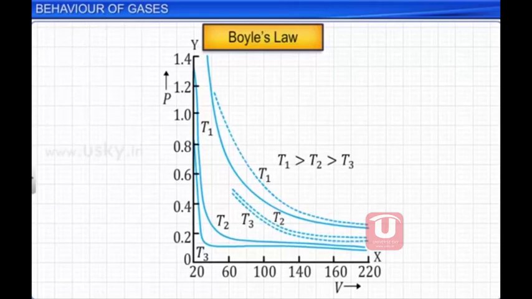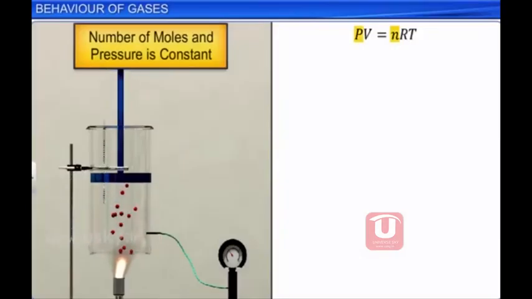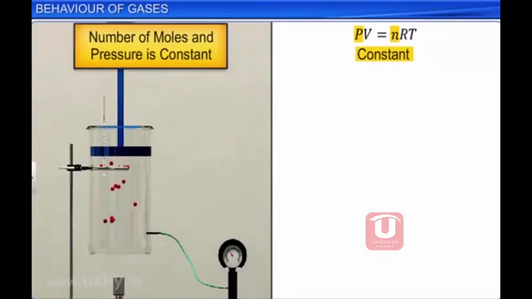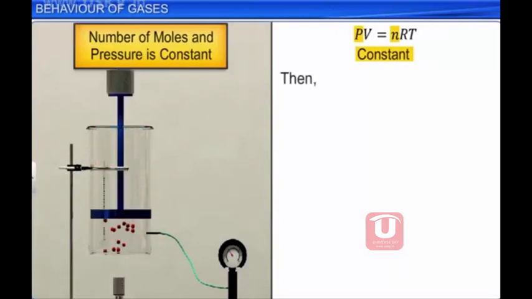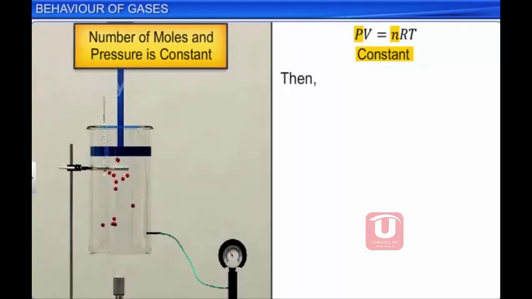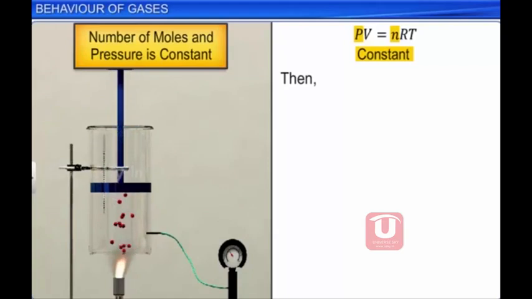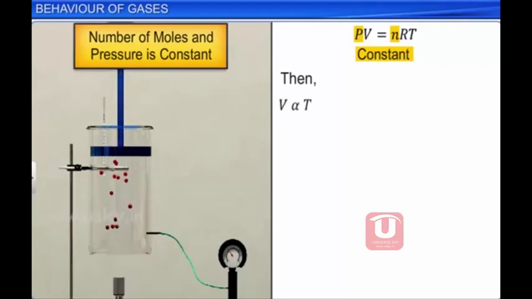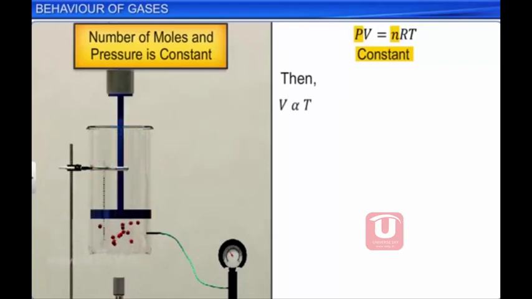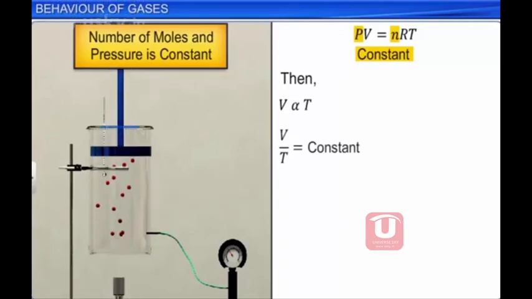If the number of moles and pressure of a given gas are kept constant, then the ideal gas equation can be modified as: volume of a gas is directly proportional to its absolute temperature. That is, V is proportional to T, and V divided by T is constant. This is called Charles' law.